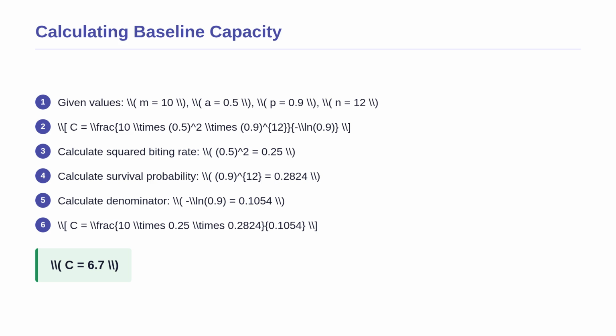First, we substitute these values into our formula. We square the biting rate to get 0.25. We raise the survival rate to the power of 12, giving us approximately 0.2824. The negative natural logarithm of 0.9 gives a denominator of 0.1054. Multiplying the numerator and dividing gives a final answer of 6.7. This means one infected person will cause nearly 7 new infections every single day.